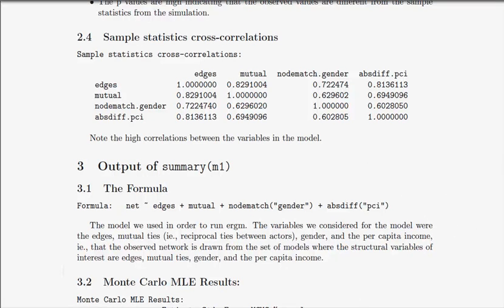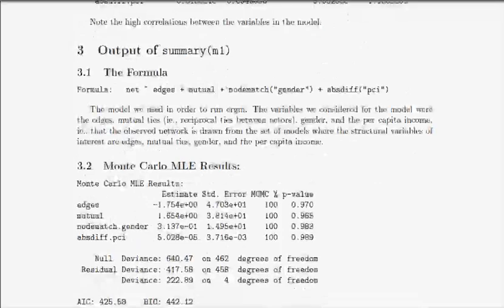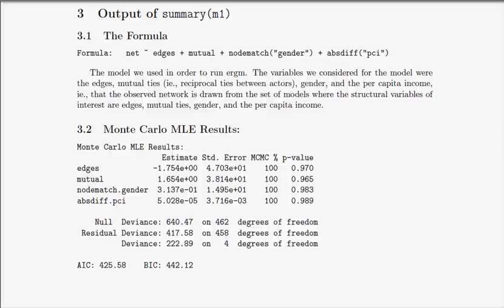Let us look secondly at the summary of M1. To get the summary, all you do is at the R prompt type summary within parenthesis M1. It gives us the formula first. This is the model that we used to run ERGM. The model variables, independent variables, are edges, mutual ties, gender, and per capita income.